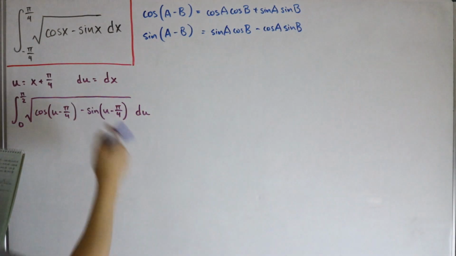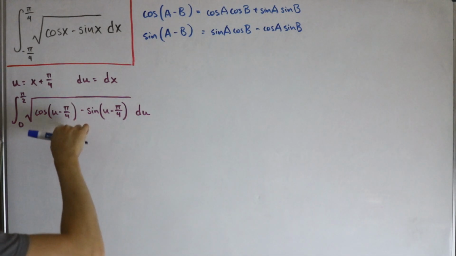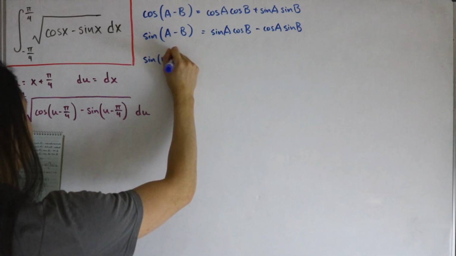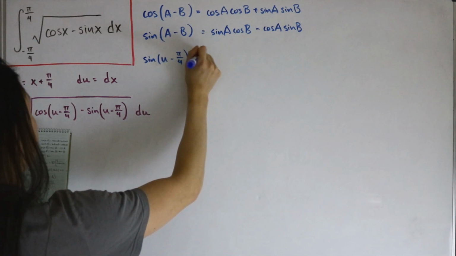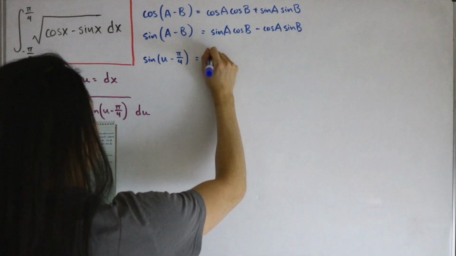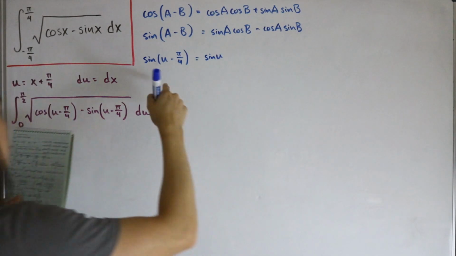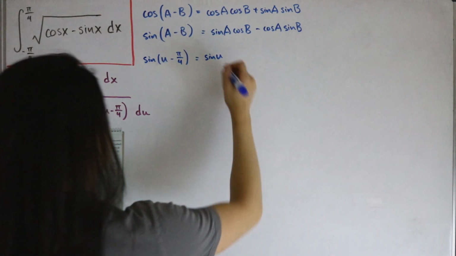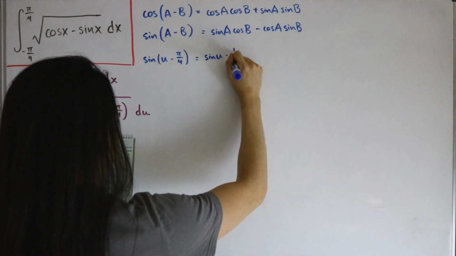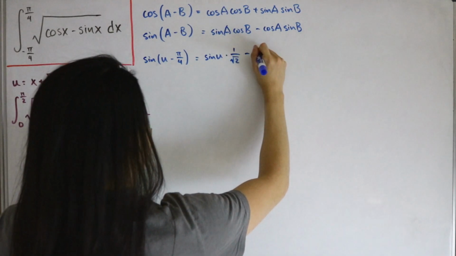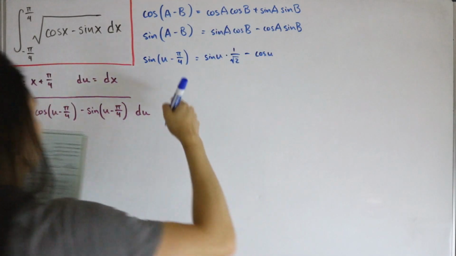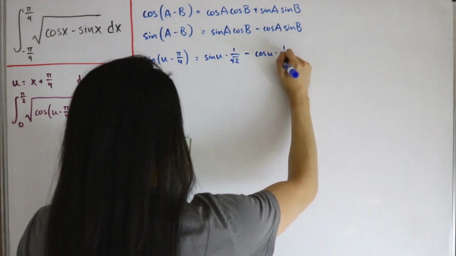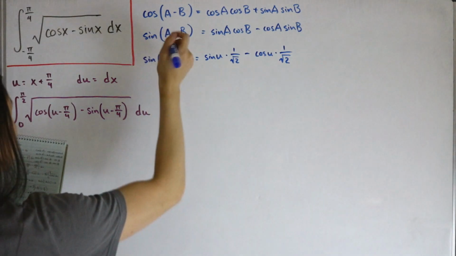With that being the case, we can substitute our values into the formula. Now we have that sine of u minus pi divided by 4 is going to be equal to sine of u times cosine of pi divided by 4, which I'm just going to leave as 1 divided by the square root of 2, then subtract cosine of u times sine of pi over 4, which is still 1 divided by the square root of 2. And then we just do the same thing for the other one.